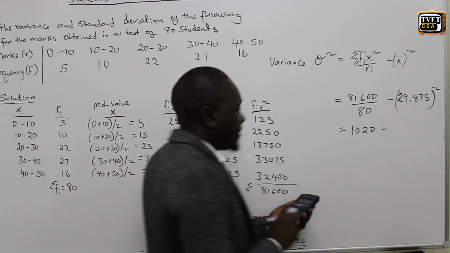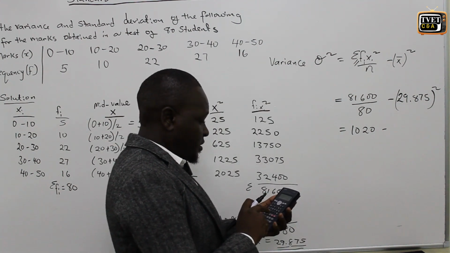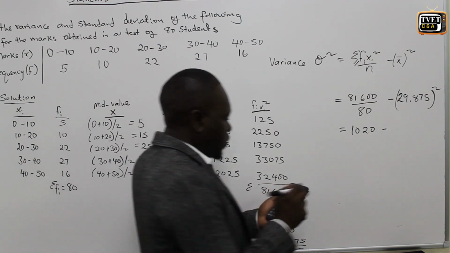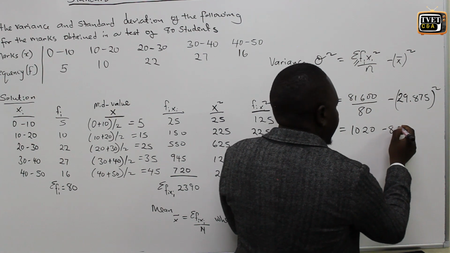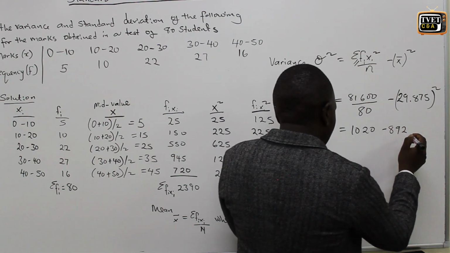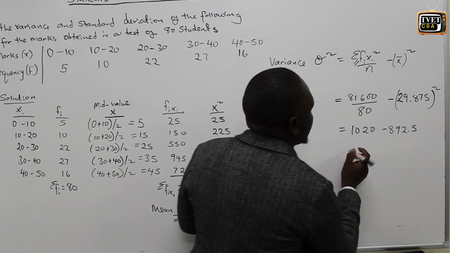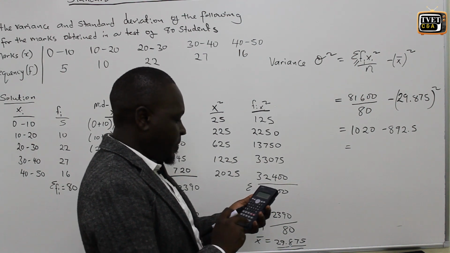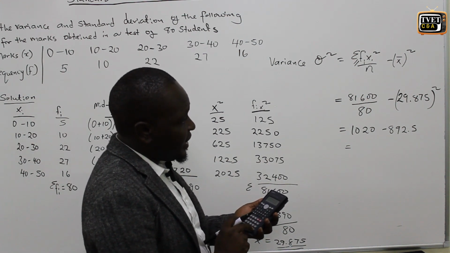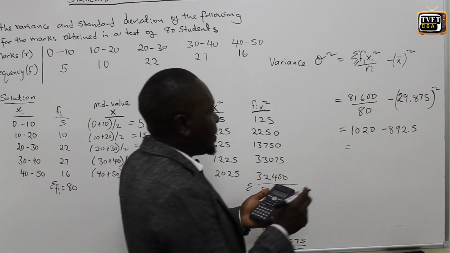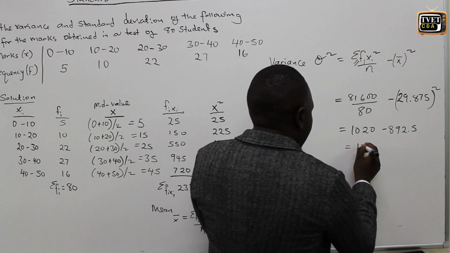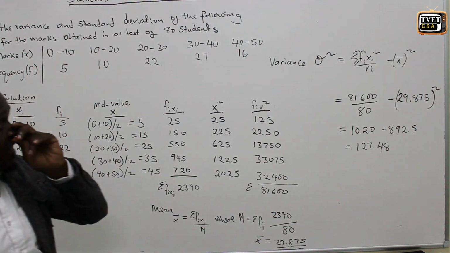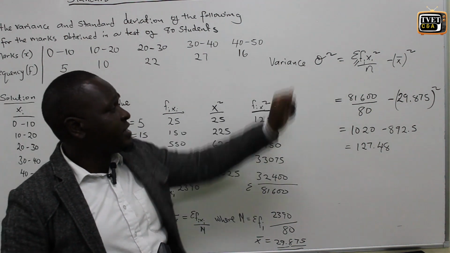1020 minus 29.875 square, which is 892.5. So you come and find 1020 minus 892.5. You'll find our variance to be 127.48.